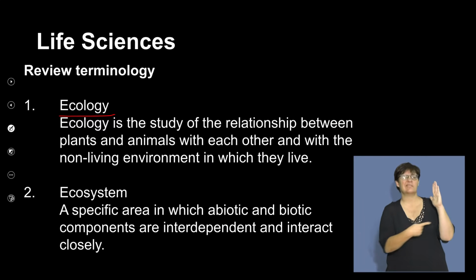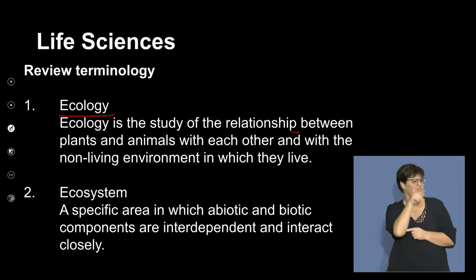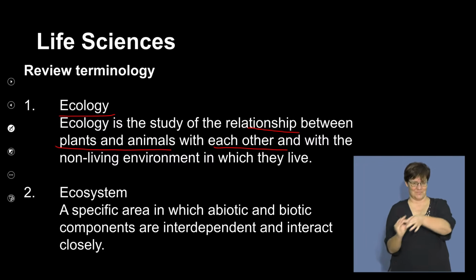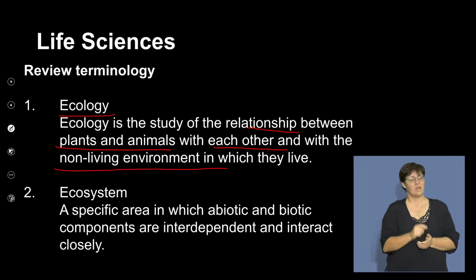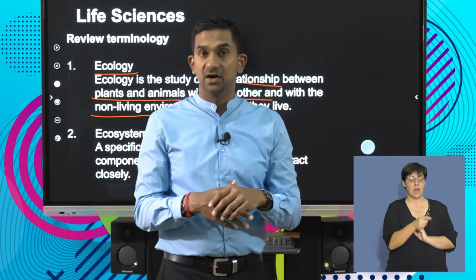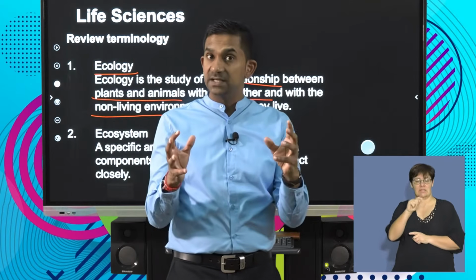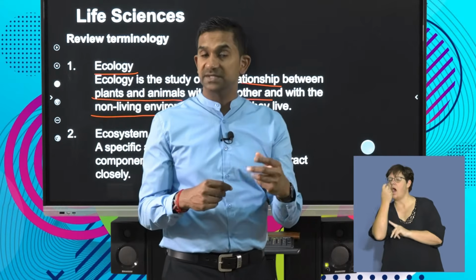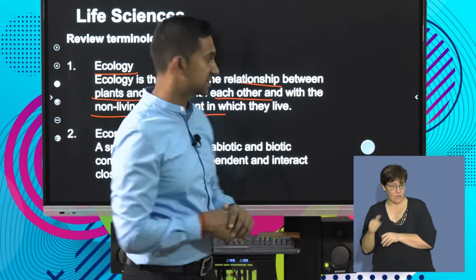We often talk about this in the context of ecology, and ecology again is the study of the relationships between plants and animals with each other and with the non-living environment in which they live. It's important that we recognize that when we talk of the nutrient cycles, we're referring to the non-living components of the environment and how these influence the biotic factors. Hence, it's important that we have context to these cycles, looking at how the carbon and nitrogen cycles influence other organisms in that ecosystem.